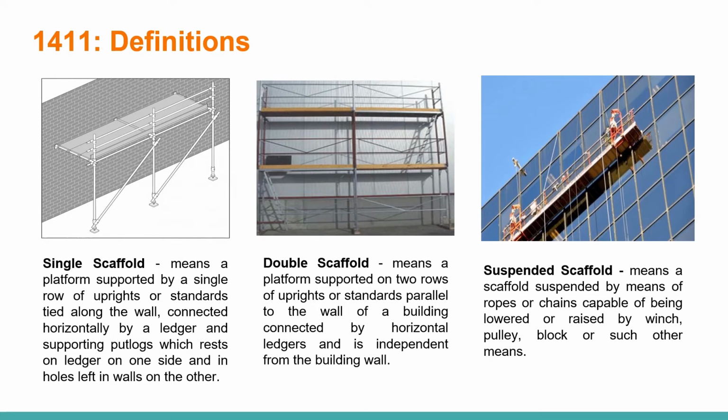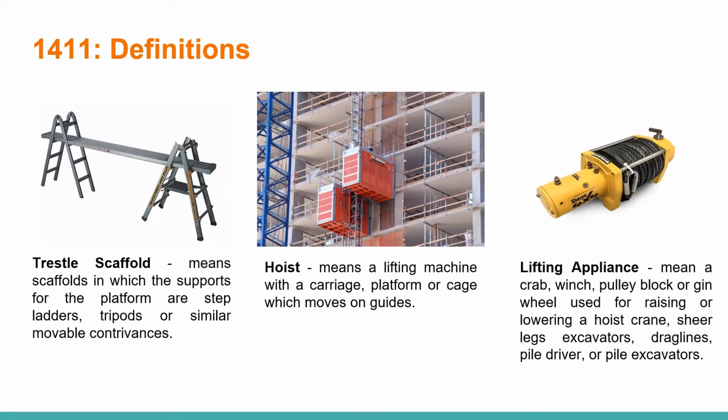Next is suspended scaffold, which means a scaffold suspended by means of ropes or chains capable of being lowered or raised by a pulley or block or such other means. Next is a trestle scaffold, which means a scaffold in which the supports for the platform are step ladders, tripods, or similar movable contrivances. Next is hoist, which means a lifting machine with a carriage platform or cage which moves on guides. And finally, lifting appliances. So it can be anything that is used for raising and lowering objects. And that's it for the definitions.